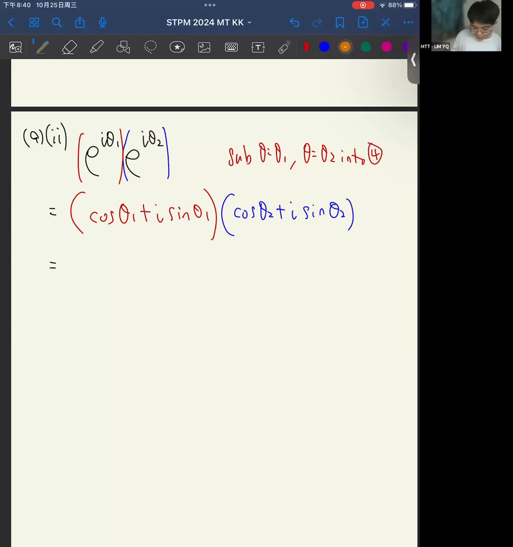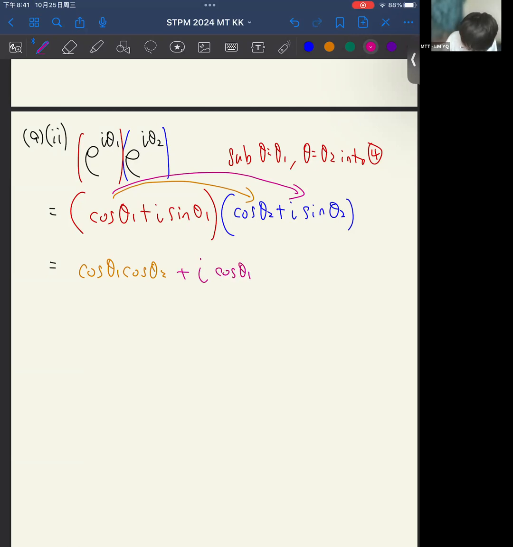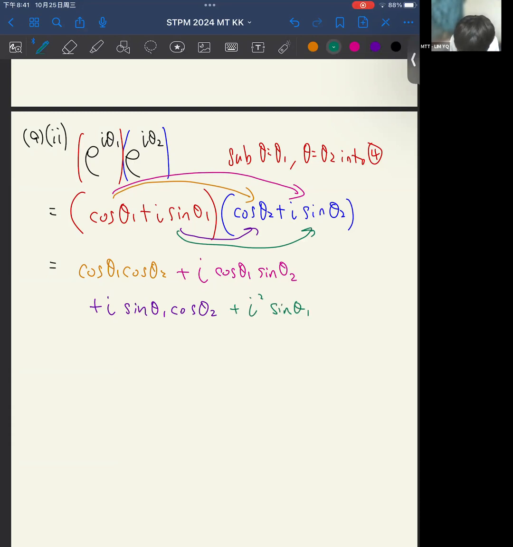How to expand a bracket? First, cos θ1 cos θ2. Second, plus there's an i, so I usually put the i in front. It is clear that you can see it is an imaginary number: cos θ1 sin θ2. Third one, plus i sin θ1 cos θ2. The last one, i squared sin θ1 sin θ2.